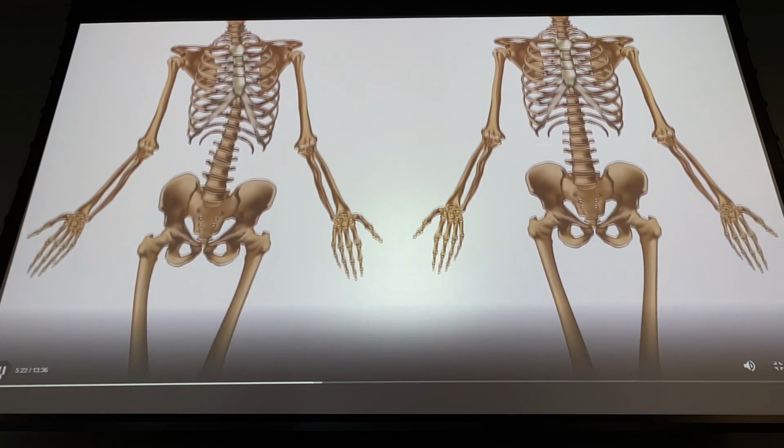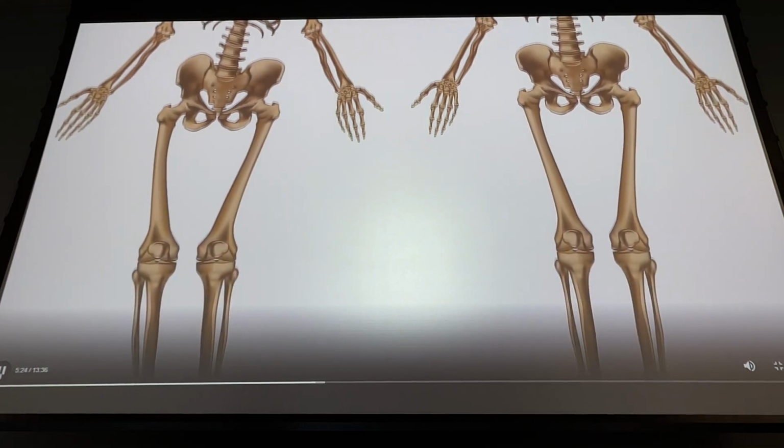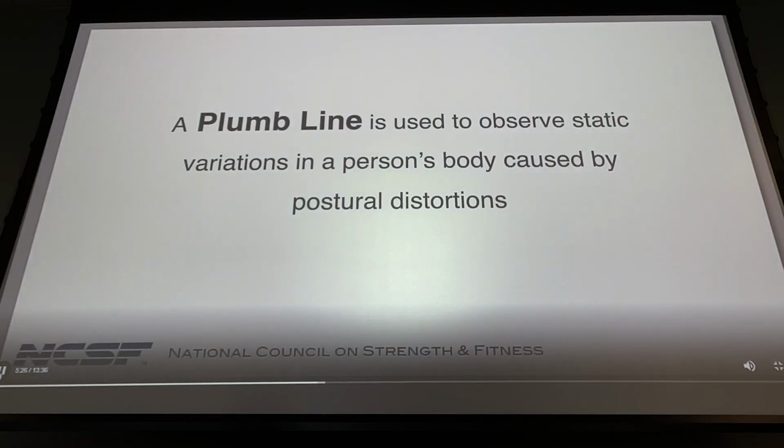Now, postural distortions can be identified statically or during movement. A plumb line is used to observe static variations in a person's body caused by postural distortions. Okay, plumb line, just standing still. Take a picture. Look at their shoulders. Look at their hips. Look at their knees. Look at their toes. Look at their feet. Are their feet out? Are their feet in? Are their knees in? Are their knees out? Their hips, one hip higher than the other, one shoulder higher than the other. Is the head forward? So that's a plumb line, looking straight up and down.